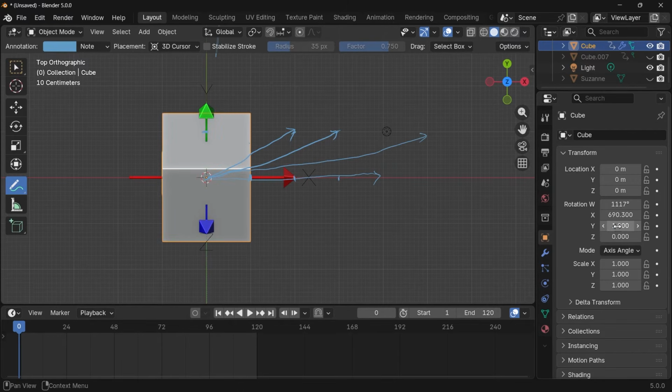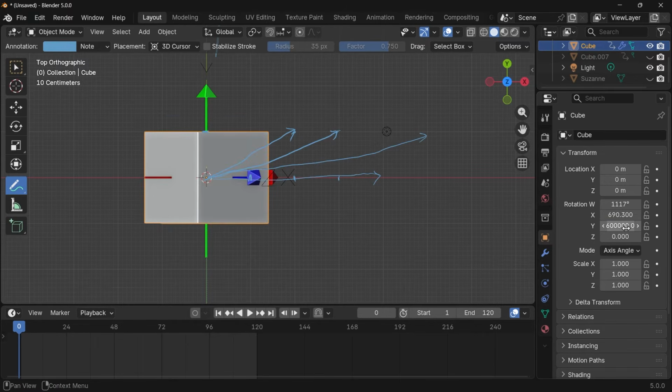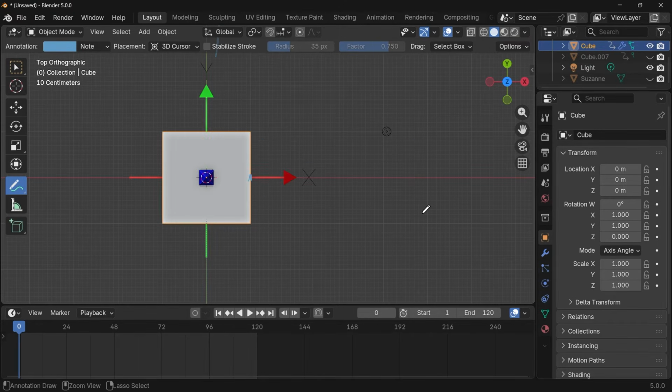But remember, these are again relative. Now if I go ahead and change this y-axis to a value even greater, let's go with 6,000 or 60,000, it's now so much greater than the x that it'll seem like it's moving about the y. So that's essentially what these values do, and it's pretty cool.